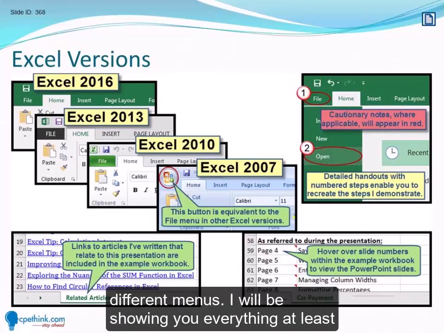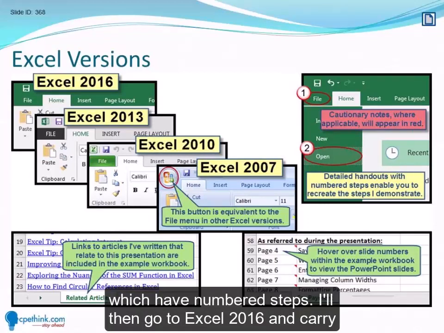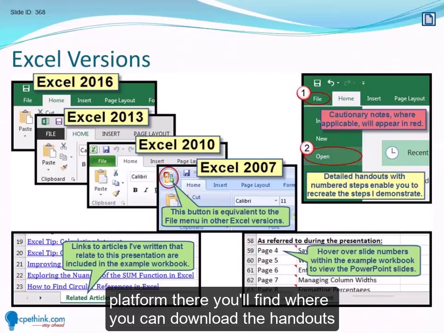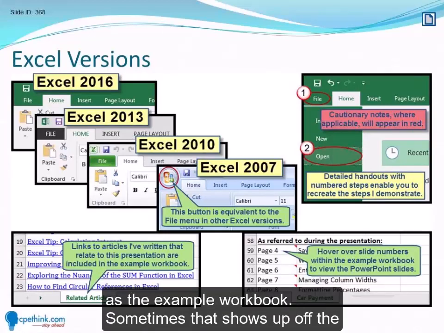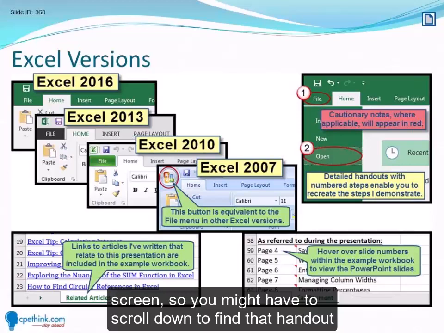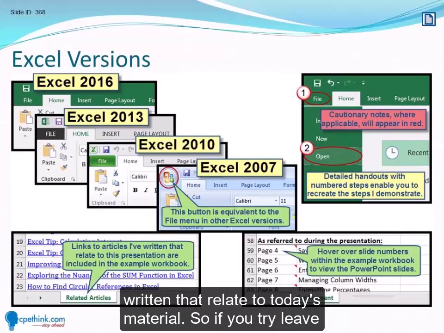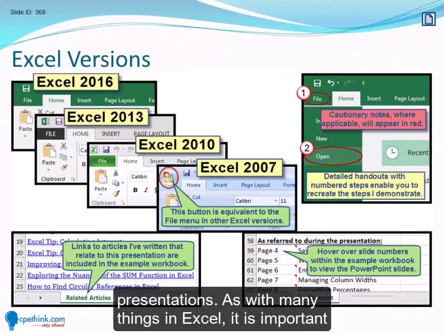I will be showing you everything at least twice. I'll first show it to you on the PowerPoint slides, which have numbered steps. I'll then go to Excel 2016 and carry out those techniques firsthand. In the handout section of the platform, you'll find where you can download the handouts for today, which include a PDF of today's presentation, as well as the example workbook. Sometimes that shows up off the screen, so you might have to scroll down to find that handout section. The example workbook does have links to articles I've written that relate to today's material, so I do try to leave you with lots of takeaways from choosing one of my presentations.